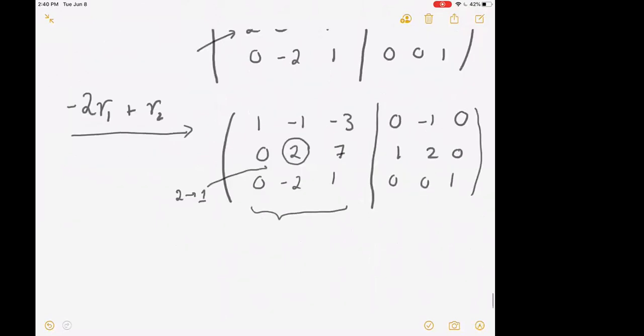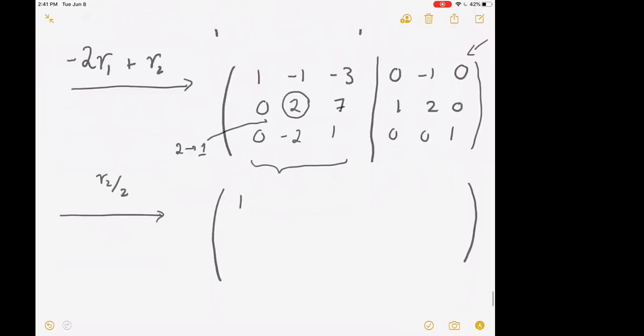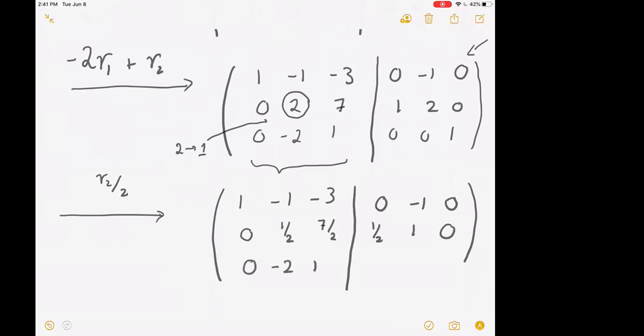So there's an easy way to do that. I take my 3 by 6 augmented matrix in this form and just take row 2 and divide it by 2. So I'll get a new matrix. First row is not changed: 1, minus 1, minus 3, 0, minus 1, 0. Second row is changed. She becomes 0, a half, 7 halves, 1 half, 1, 0. The third row was never involved at all in any of these exercises.